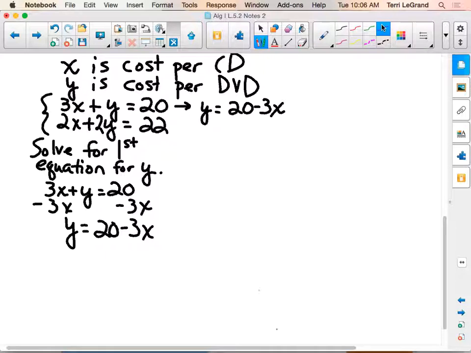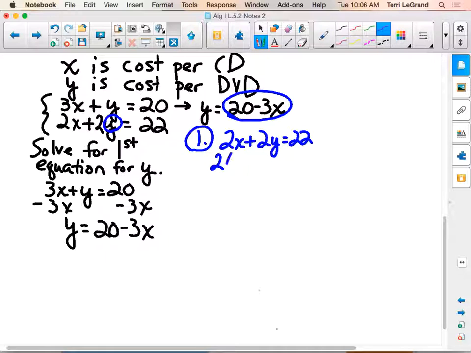And now we can take our 20 minus 3x and replace the y in the other equation with it. So step number 1, 2x plus 2y equals 22. We got to use that equation. Oops, I'm not substituting in for x, I'm subbing in for y. Okay, let's figure out the cost of a CD because we're solving for x first, it looks like.